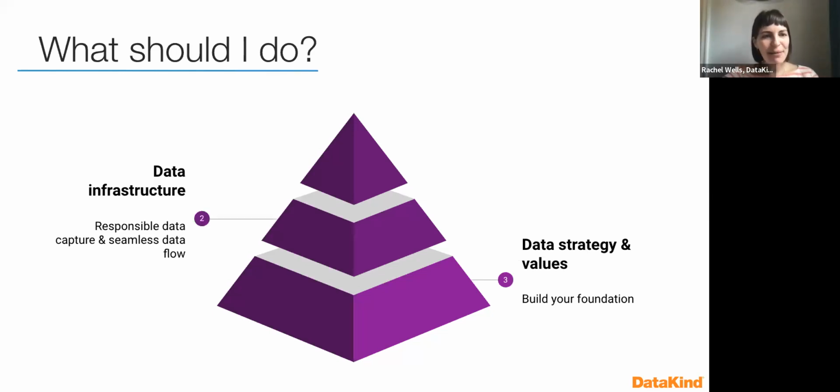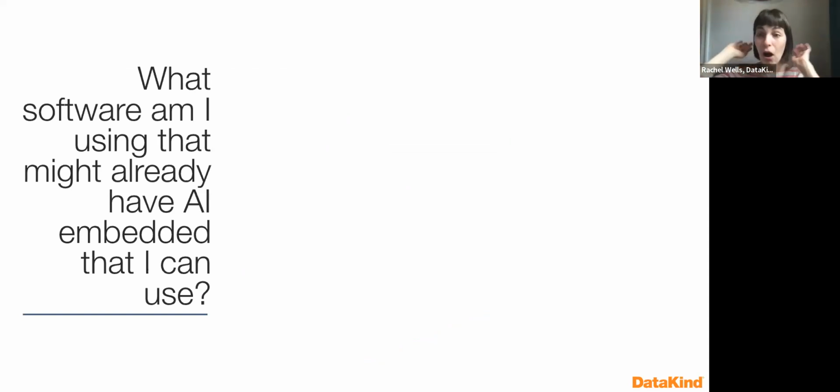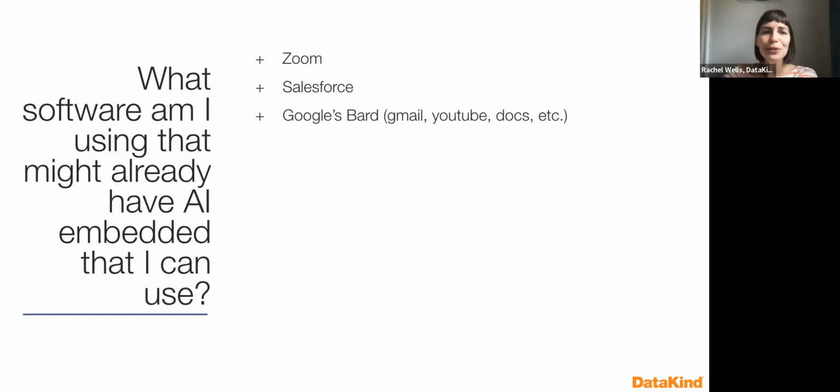But what about getting your data infrastructure together and then using those tools developed by others integrated into your existing systems? So once you've thought about values, a good place to start is software that you're already using that might already have AI embedded into it. Lots of examples of that. Right now we're on Zoom, and Zoom can automatically summarize meetings for you now. Salesforce is a really popular tool for nonprofits, and they have tons of ways AI is used to optimize their reporting systems. Google's Bard is big if you're a Google user for Gmail, YouTube, documents, it's everywhere. And Microsoft Bing, pretty similarly across their products.